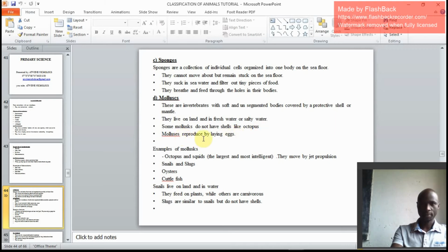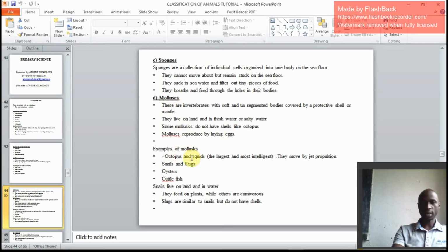Mollusks reproduce by laying eggs. They will ask about the mode of reproduction, or they may pick one example and say, how is an oyster similar to birds in terms of reproduction? You must know that birds lay eggs, so you will also say that they all lay eggs.